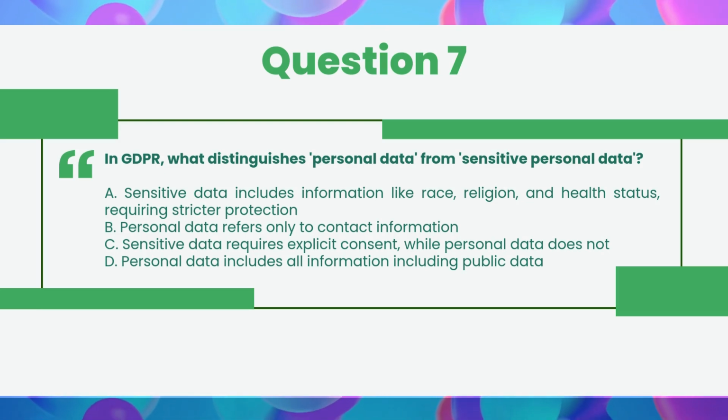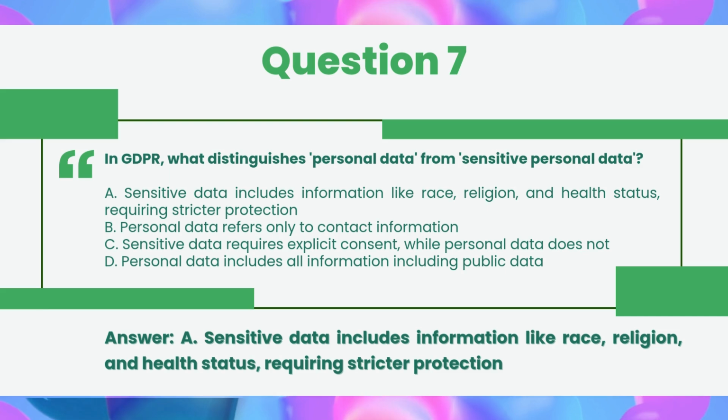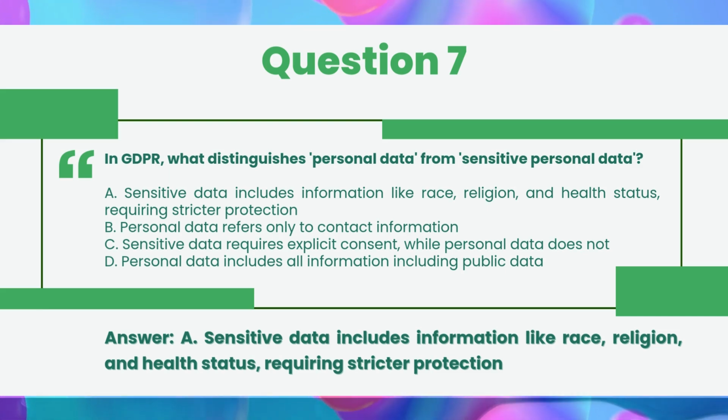The answer is A. Sensitive data includes information like race, religion, and health status, requiring stricter protection. This is because sensitive personal data under the GDPR includes special categories of data that require higher protection due to their sensitive nature.